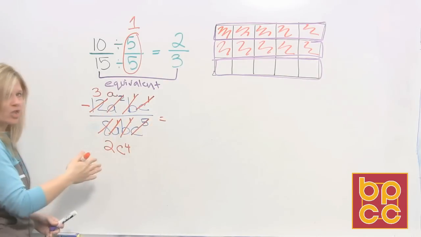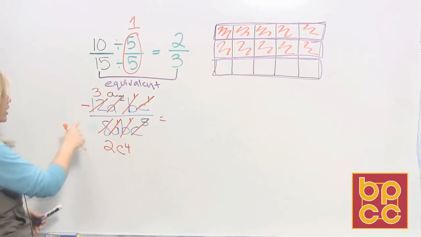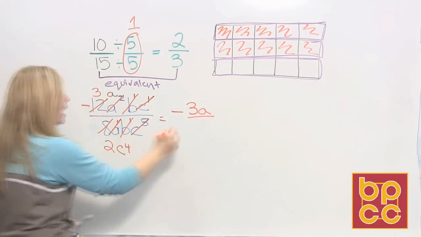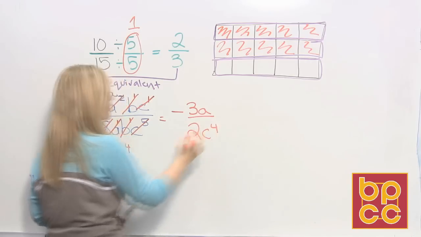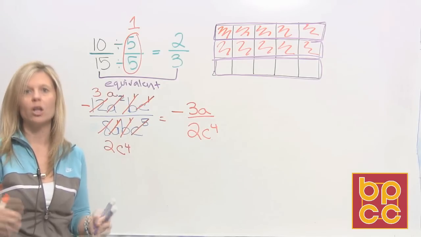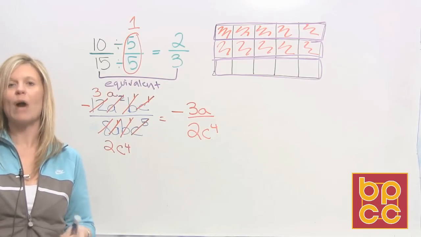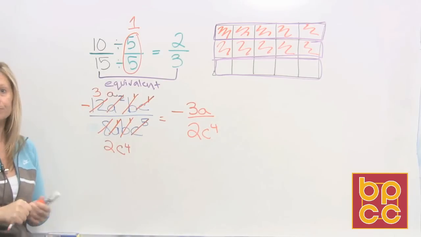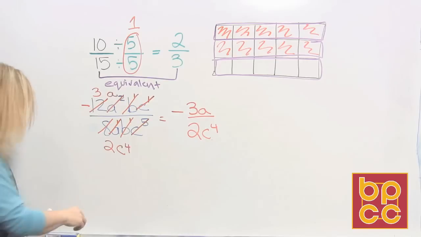So this fraction that we are dividing or reducing, we are left with negative 3a in the numerator and 2c to the fourth in the denominator. So you've been reducing fractions all along. You've been working with rational expressions all along when we've been saying do division. Now, we're going to switch it up today.